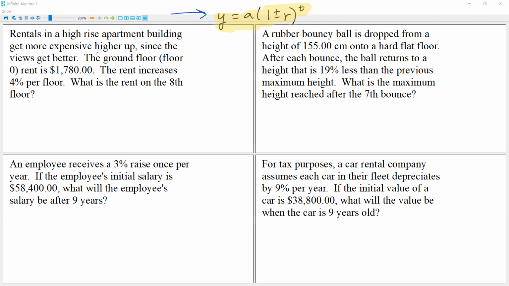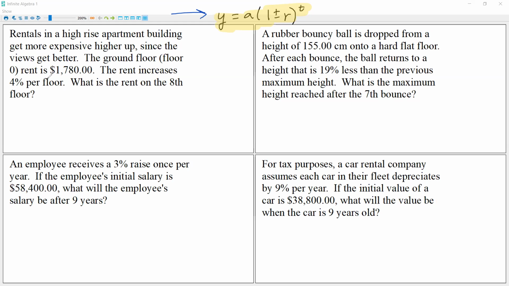Rentals in a high-rise apartment building get more expensive higher up since the views get better. It's an interesting way to charge rent. The ground floor, which is considered floor zero, is $1,780 a month, and the rent increases 4% per floor. What's the rent on the eighth floor?